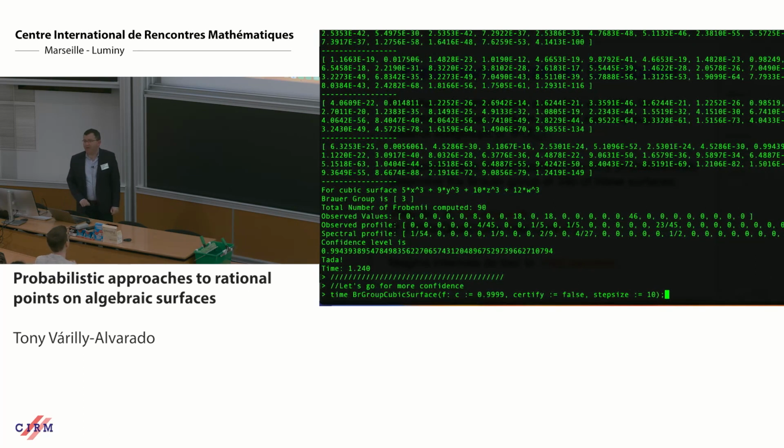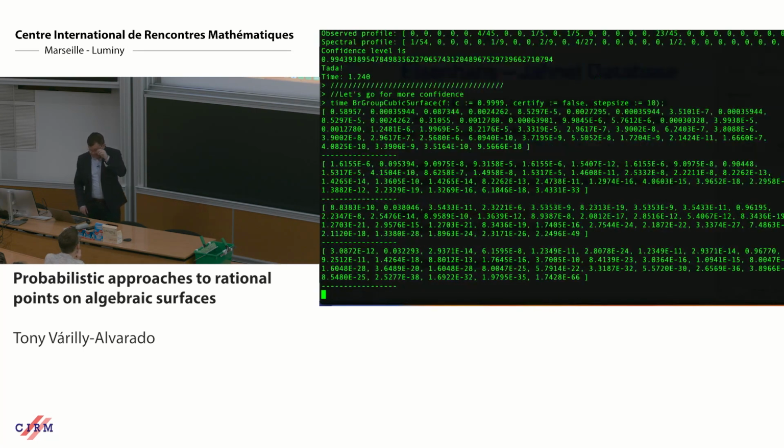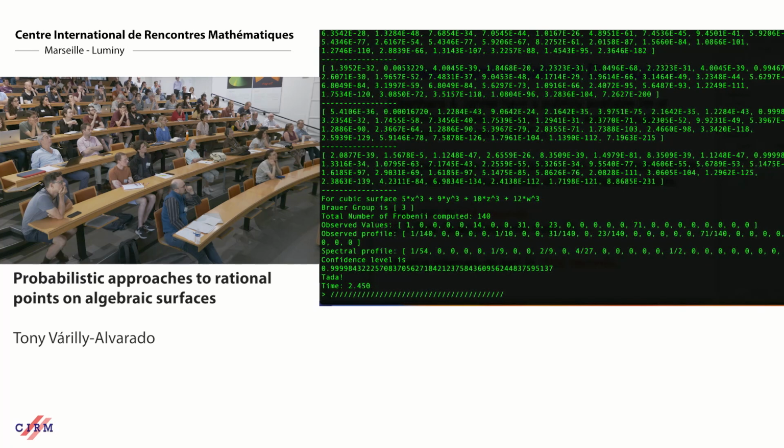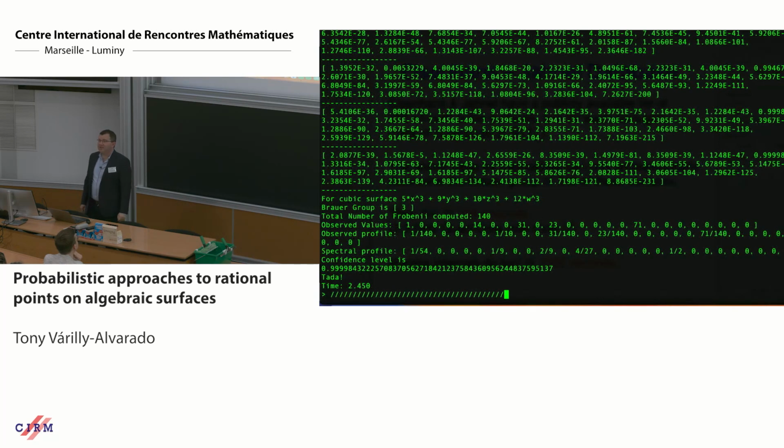So I can ask for more confidence, 0.9999, 99.99%. Same step size. Okay, and so it just takes a little longer, 2.4 seconds. But now, now that I have 140 Frobenii, you really do start to see how the observed profile is getting closer to the actual spectral profile. This is not very much data, and it starts really mirroring reality fast.